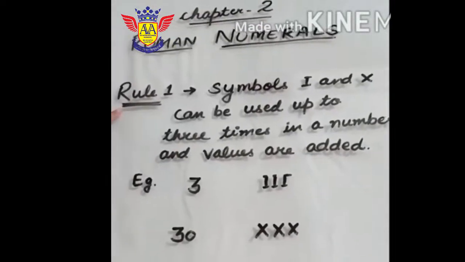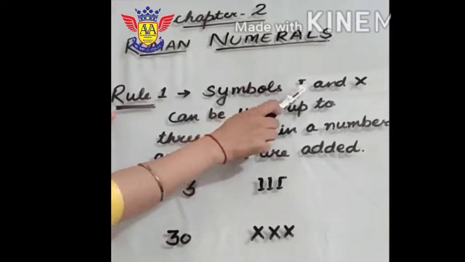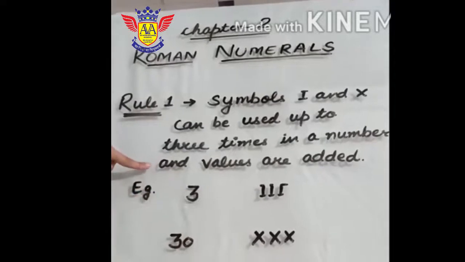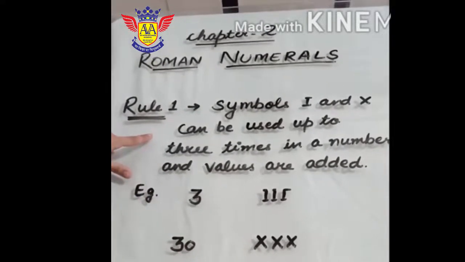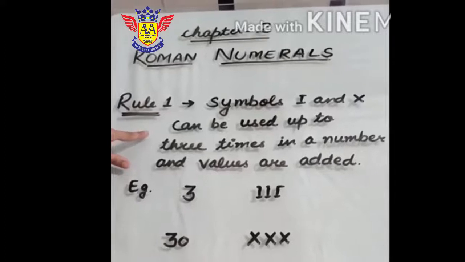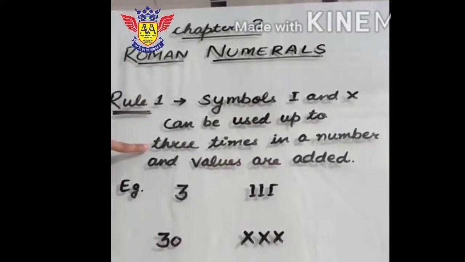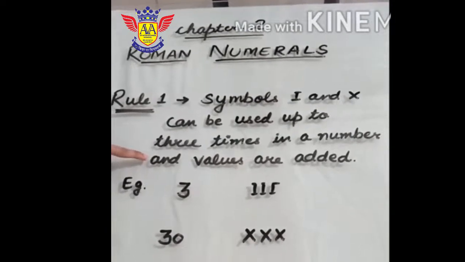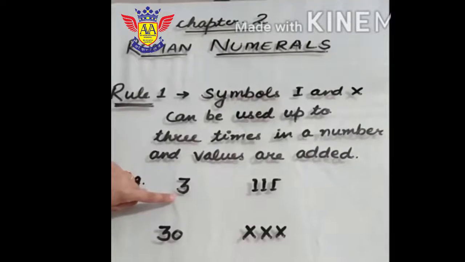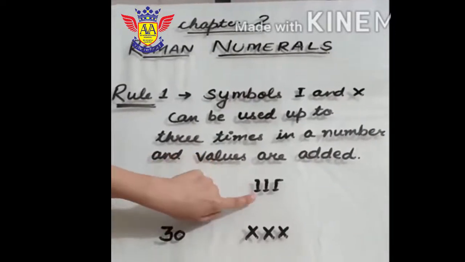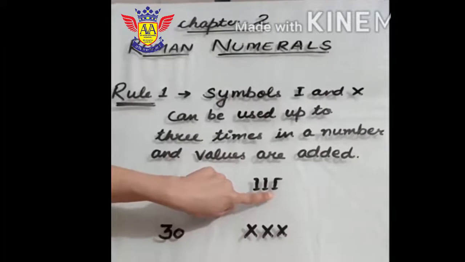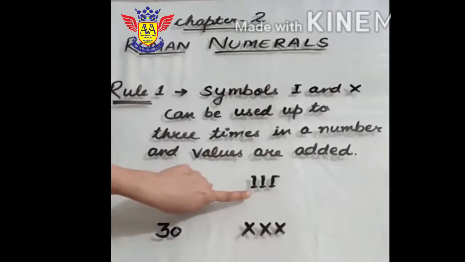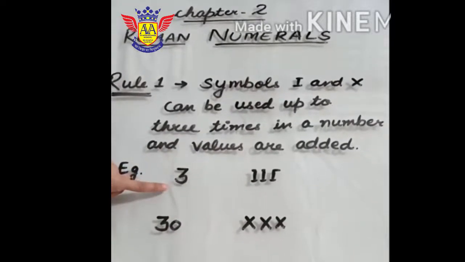Rule 1 is that the symbols I and X can be used up to 3 times in a number and values are added. Means you can use the symbols I and X and we can repeat those symbols maximum up to 3 times, no more than 3 times, and these values are added. Suppose we take an example of 3. If we have to write 3, we know that I stands for 1. 1 plus 1 plus 1 is equal to 3. So maximally I can be used 3 times. So we have used the I 3 times to write this in Roman numerals.